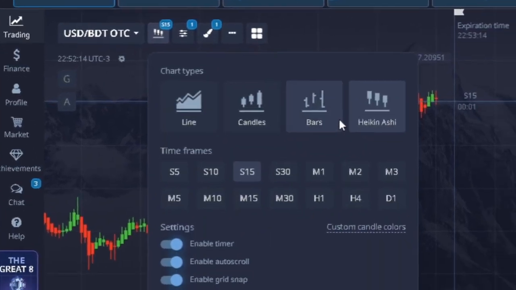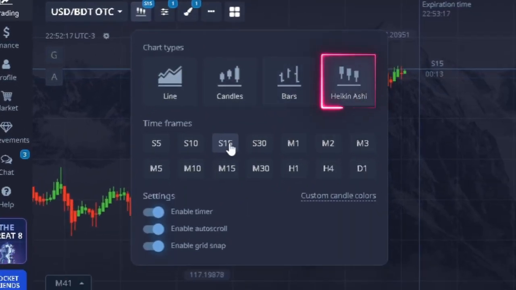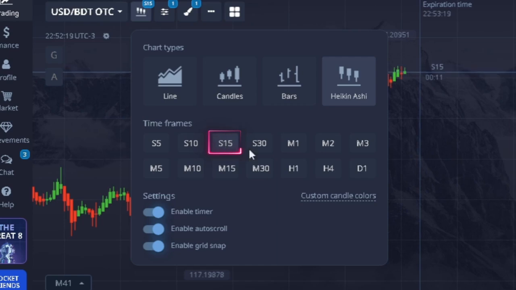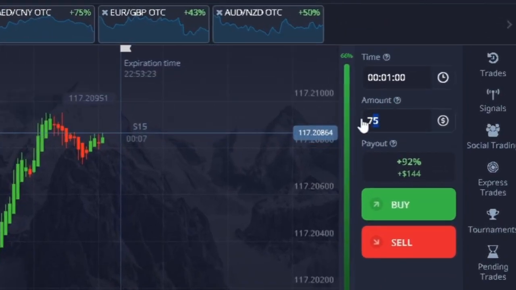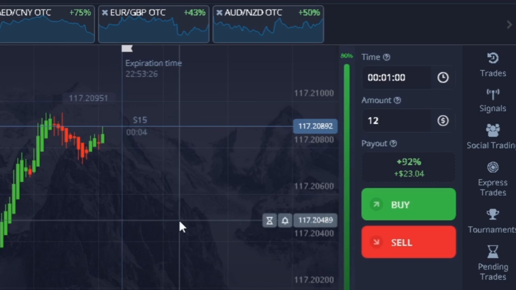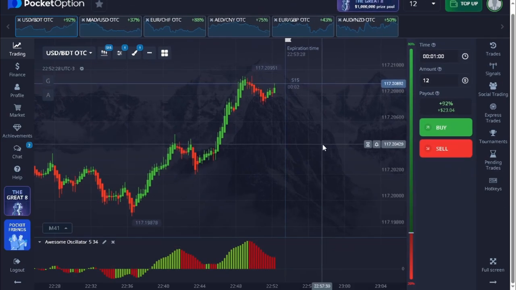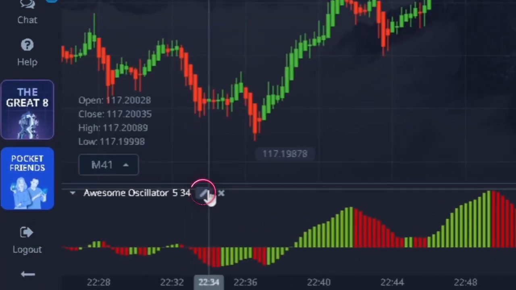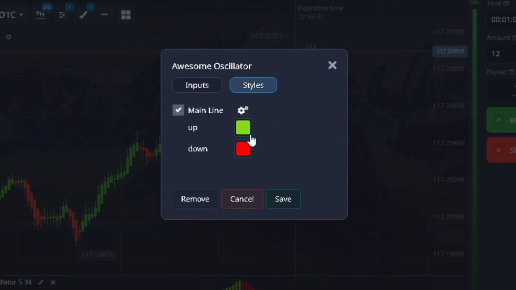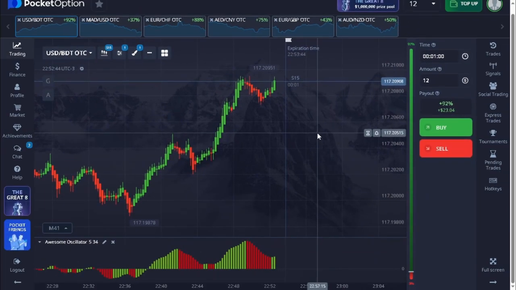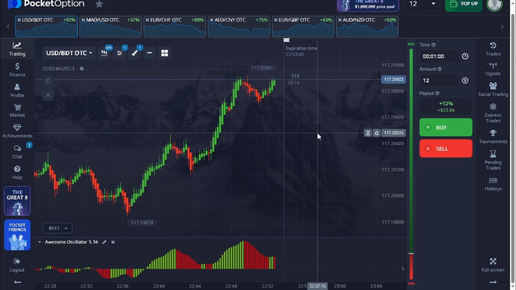Go to the candles and choose the Heikin Ashi candle. We're going to use a 15 seconds time frame. You're going to use the Awesome Oscillator as the indicator, with 5 on the short period and 34 on the long period, and with this style. Just click on save, and we're going to start with 1 minute on time and 12 on your value.